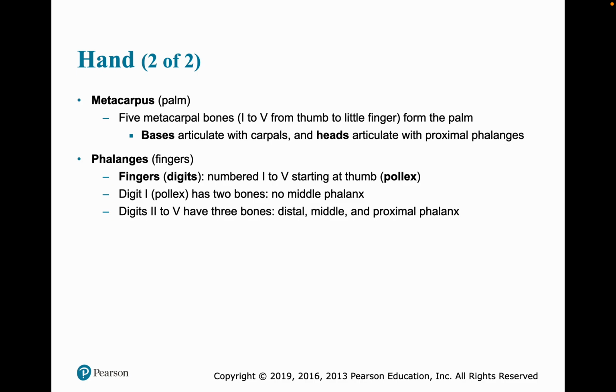The phalanges, or phalanx, are the fingers, the digits. They're numbered 1 through 5, starting with the thumb. The thumb does have a special name. It's called the pollex, and the pollex has only 2 bones. There's no middle phalanx. The rest of the fingers have 3 bones: a distal, medial or middle, and proximal phalanx.